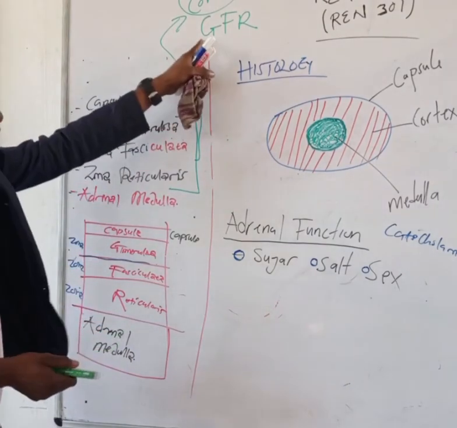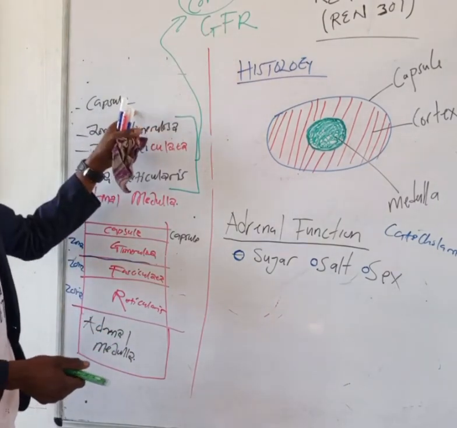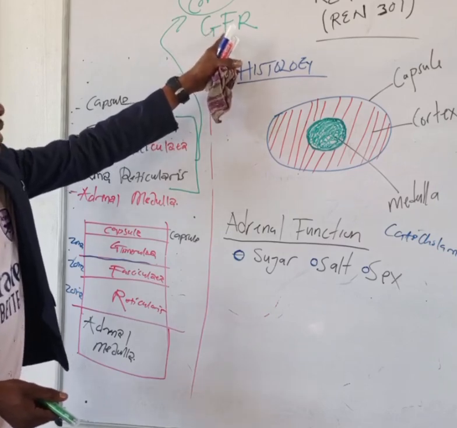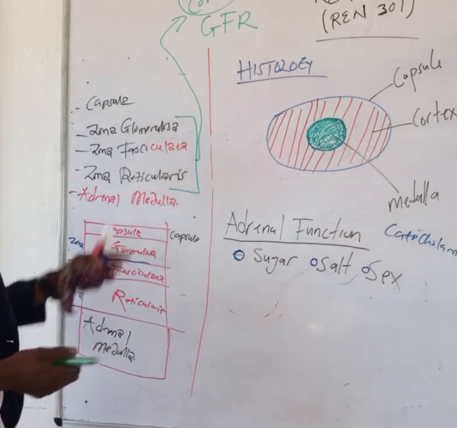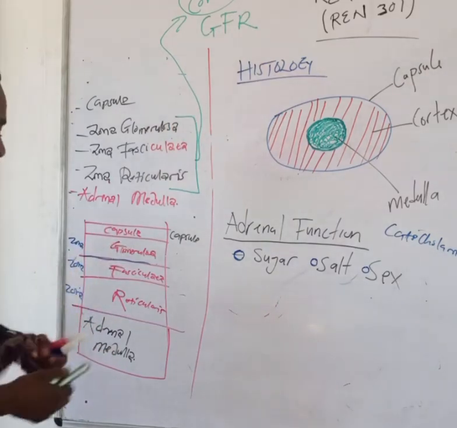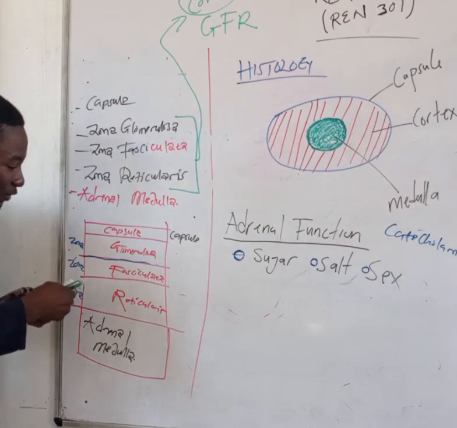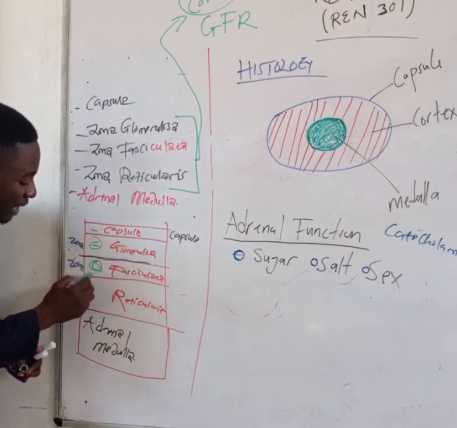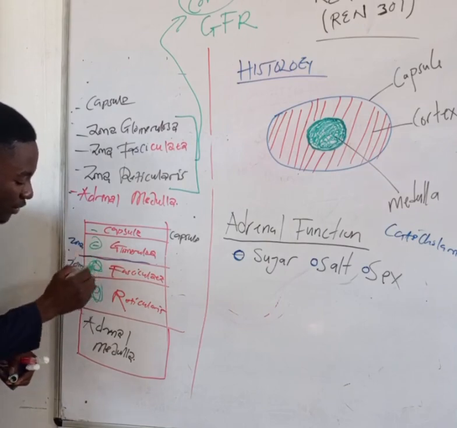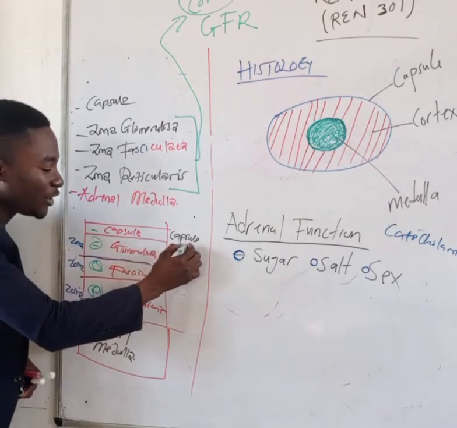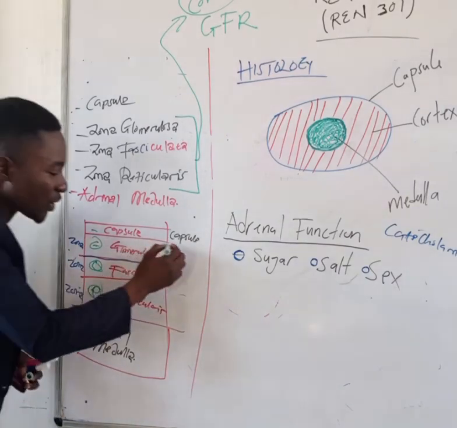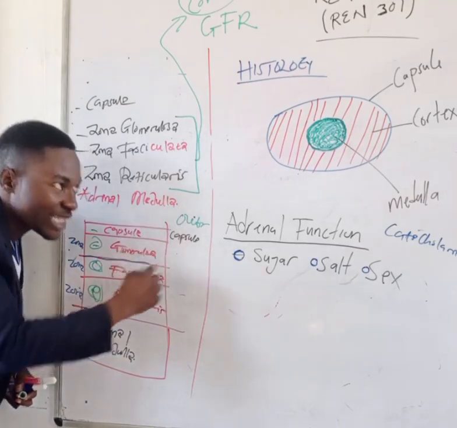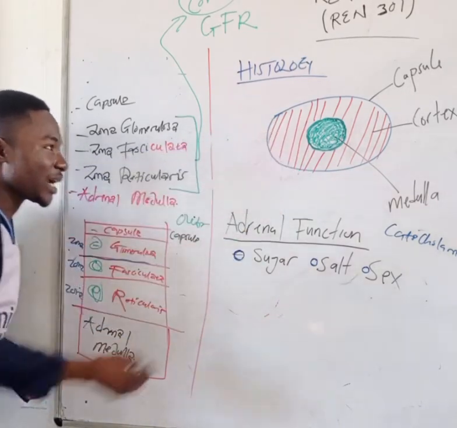From the outside going inside, you have the glomerulosa, meaning that after the capsule, you have the glomerulosa, followed by the fasciculata, then followed by the reticularis. Each serves a specific function. So this is the arrangement. This is the capsule, then the glomerulosa, fasciculata, and the reticularis. So you have 1, 2, 3, moving from the superficial, meaning from the outside. This is the outermost of the cortex.